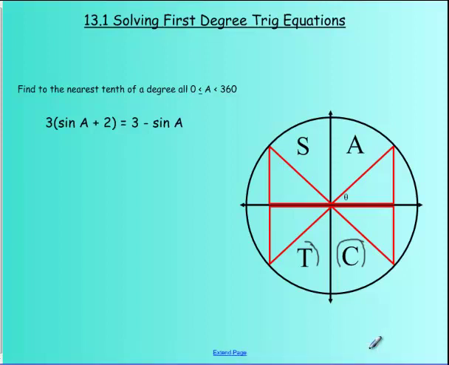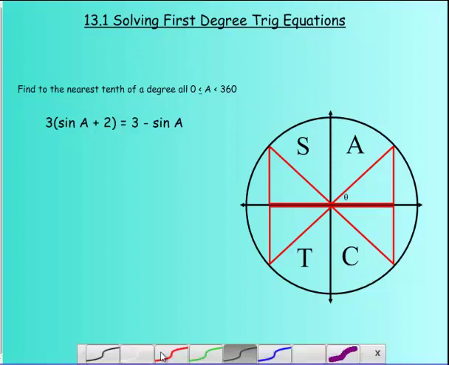All right, we're in chapter 13. We're kind of heading back to our unit circle, as you can see down here. And we're going to be solving our trig equations now. All right, first degree trig equations.